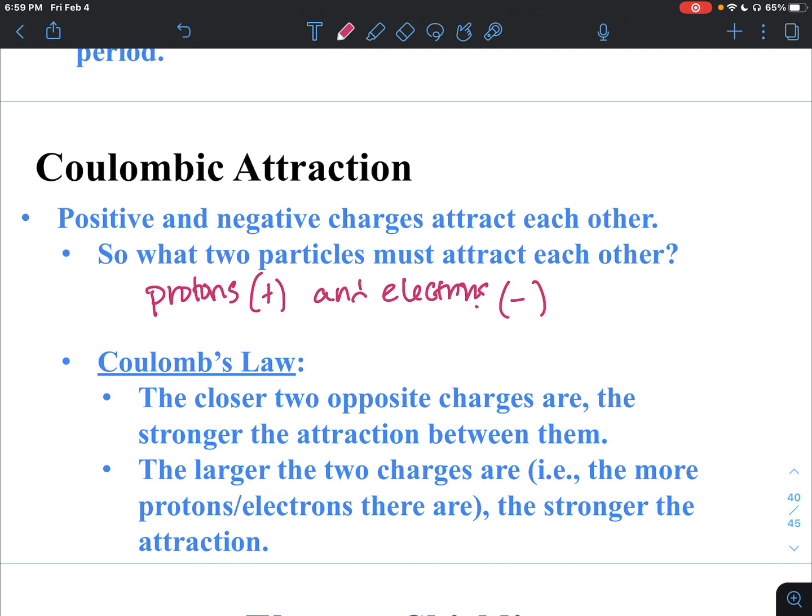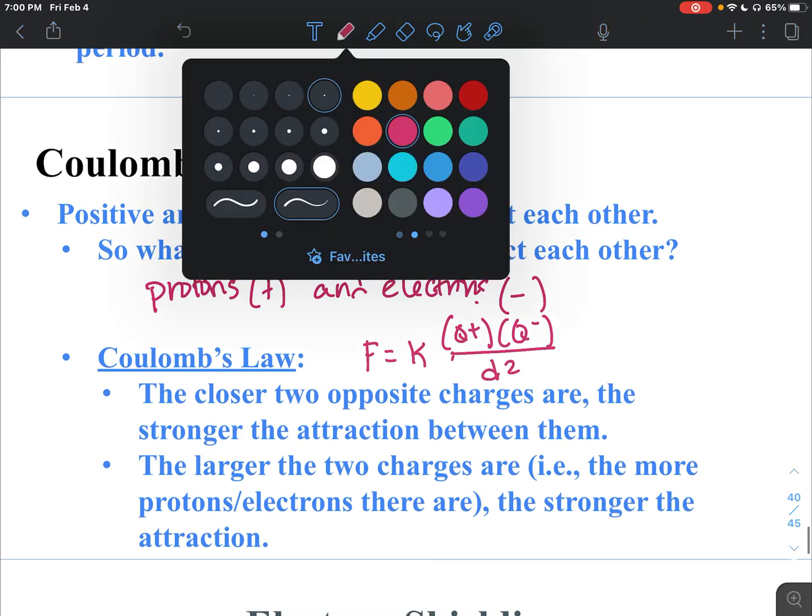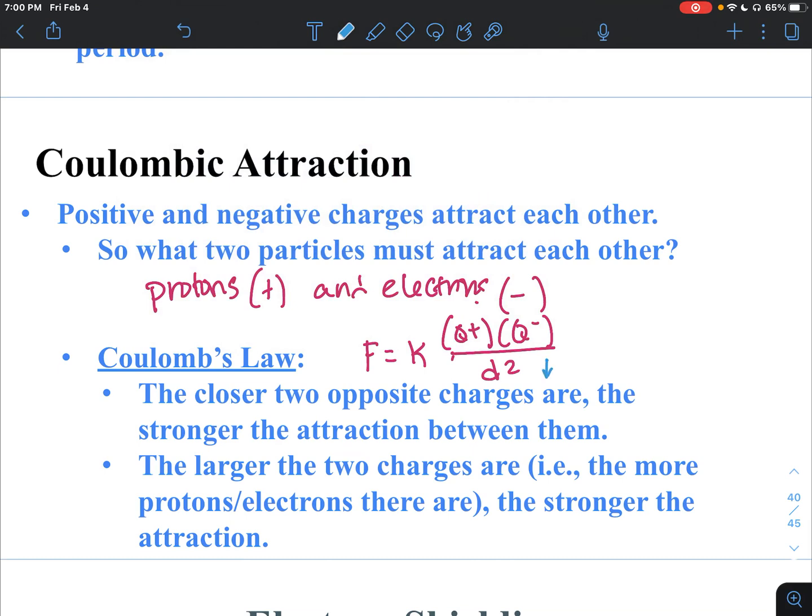So Coulomb's law, the actual formula looks like this. K is a constant that we don't need to care about. Q stands for charge. So this is the positive charge and this is the negative charge. D is distance. So what you can see is the closer the two charges are, so the distance would be smaller, if distance is smaller, then attraction goes up, right? The F stands for force of attraction.